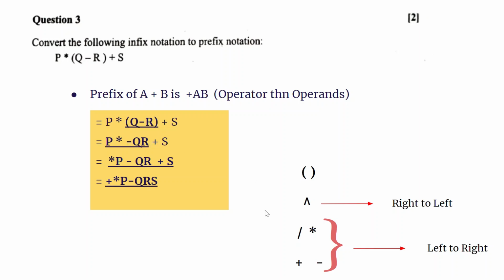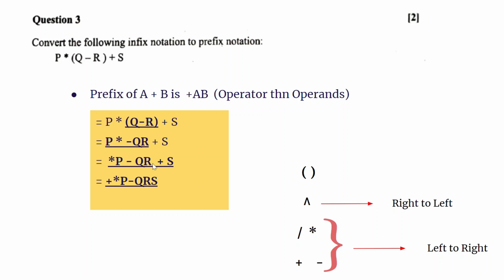So we'll take multiplication first as per the chart. That means p will act as one operand and minus qr will act as the other operand. So the final expression is: take out the operator, that is this asterisk symbol, then write the first operand, that is p, then write the second operand, that is minus qr.